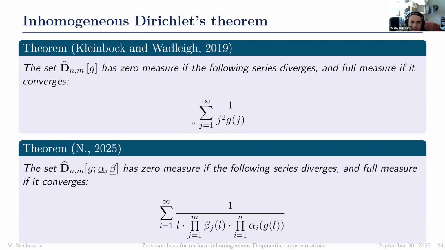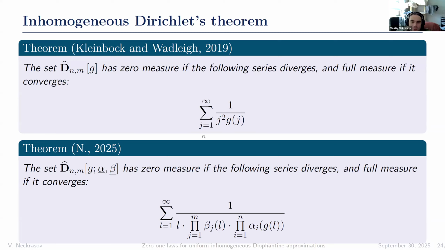So my goal is to do two things. First of all, I want to prove this new result, which is a generalization of the old result. In particular, this new result implies the same 0-1 law for classical approximations with weights. And second, I will present a new approach to proving this result, which of course, as a special case, works for the Kleinbock and Wadleigh theorem as well.